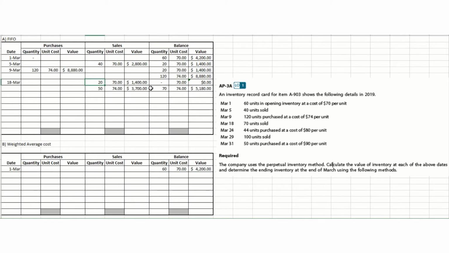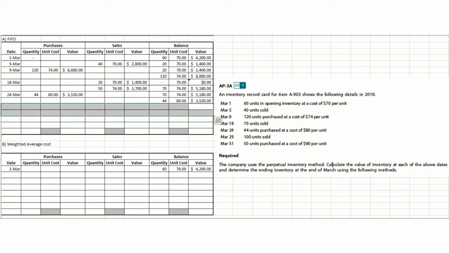So after this transaction, we now have 0 items left at $70, and we have 120 take away 50, meaning 70 units left at the value of $74 each for a total inventory value of $5,180. The next transaction says on March 24th, we purchased 44 units at a cost of $80 for a total inventory increase of $3,520. It's another new costed item. First in, first out, we need to track them separately. So we will now have 70 units at $74, 44 at $80 for a total inventory value of $8,700 for those items.